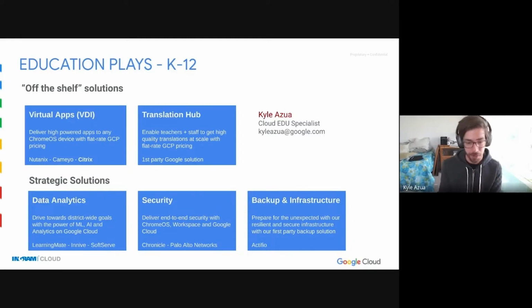This way, whatever device the student has, whether it's a low-end Chromebook or a high-end MacBook, they're still able to get exactly what they need, all delivered from the cloud, and it's a little bit more secure doing things that way as well. I highlighted a few of the partners that I work with on the bottom here. Citrix is a big one we work with in the bigger districts. We also work with Nutanix, Cameo. There's a couple big players out there.